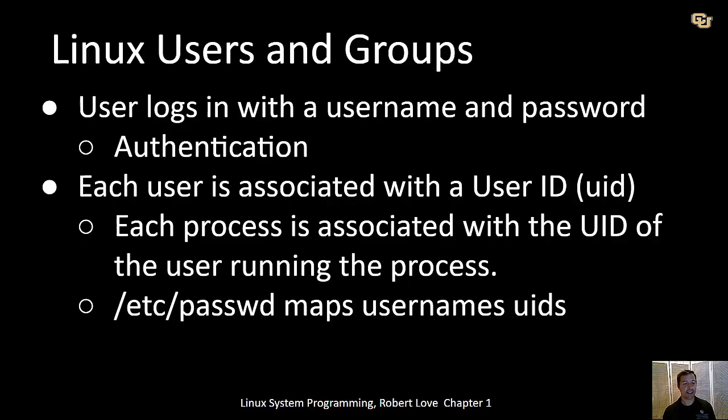So when you created your initial Linux system image, you gave it a username and a password. And when you're accessing that system, you're logging in with that username and password. And that's the authentication that can be used to map a specific user account. Every user account on the system is going to be associated with a specific user ID or UID. And this is just a number that corresponds to that particular user on the system.